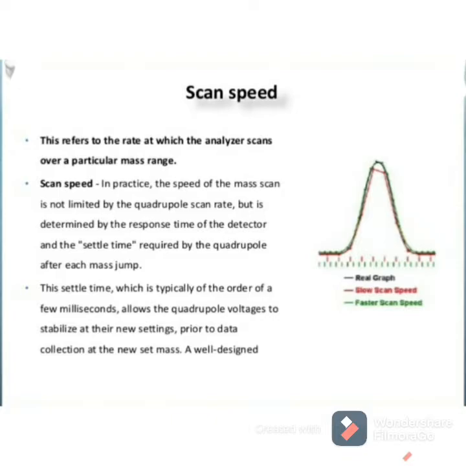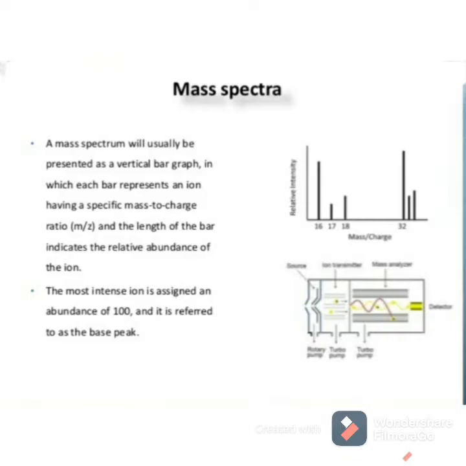If you want a good scan speed, then in the graph you can see the normal speed. If you are giving slow speed, you can see the red color graph, and if you are giving fast speed, then you can see the green color graph. In the red color graph, there is a broad band at the top, but the green is more sharp. If you are giving normal speed, your graph will come properly.